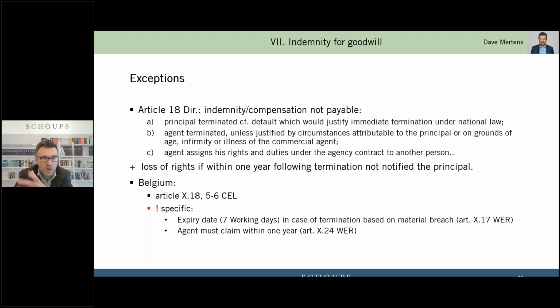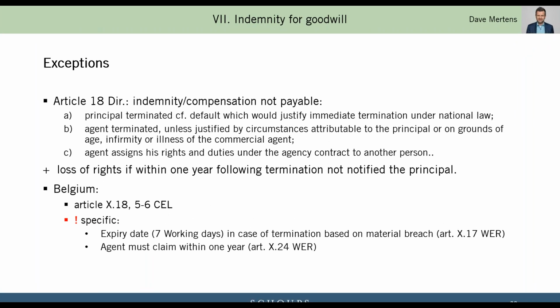For instance, age. The commercial agent is 70 and wants to retire. That would be grounds to give notice, the notice period has to be adhered to, but the agent can still claim indemnity for goodwill if the other criteria are met. So in this sense, the indemnity for goodwill is for some commercial agents, natural persons mostly, sort of an additional pension, if you would like.